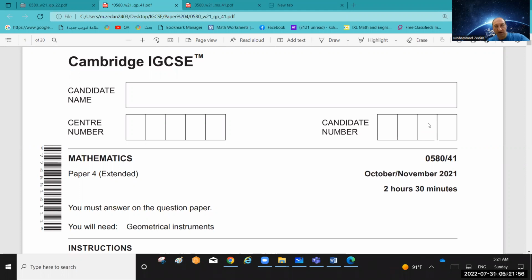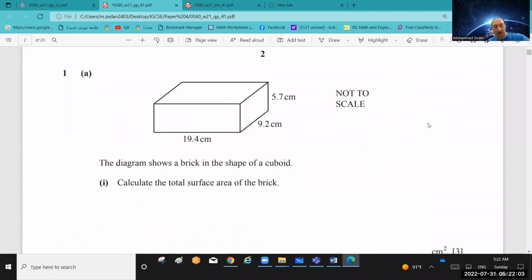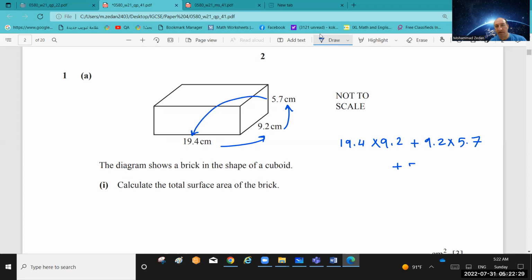Okay, I'll solve the first 5 questions. Let me start. Question number 1. You have a cuboid. I'd like to calculate the surface area of this cuboid. Simply, you just multiply the first 2 dimensions together, 19.4 times 9.2, and multiply the second by the third, 9.2 times 5.7, plus multiply the third dimension by the first again, 5.7 times 19.4.